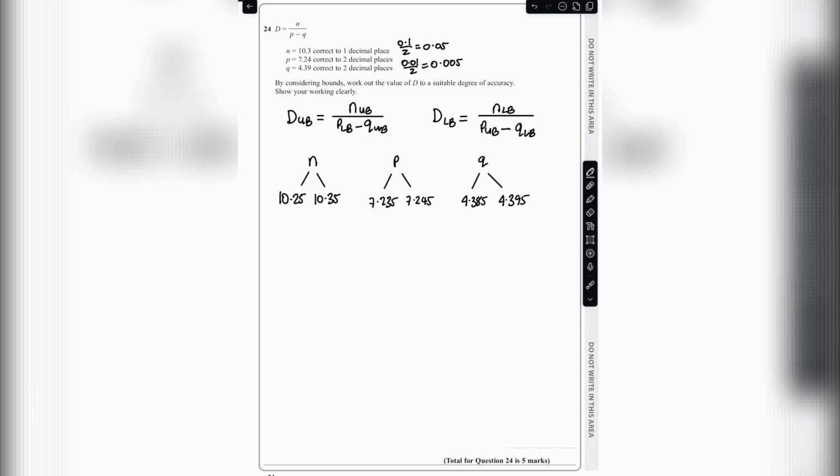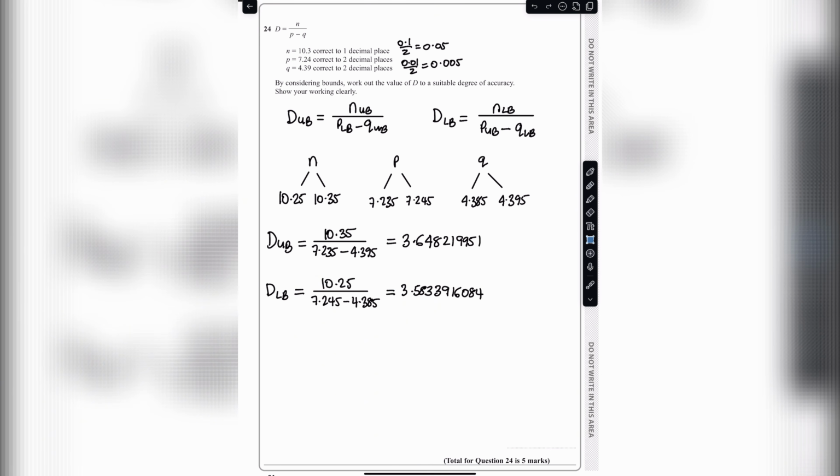Therefore, to determine the upper and lower bounds of d, I can substitute all of these values into my equations. So the upper bound of d is this, and the lower bound for d is this. So the upper bound of d correct to 1 decimal place is 3.6, and the lower bound of d correct to 1 decimal place is also 3.6. So the final value is 3.6.